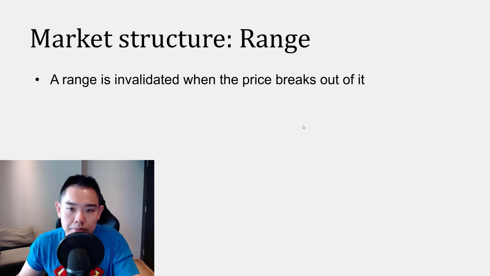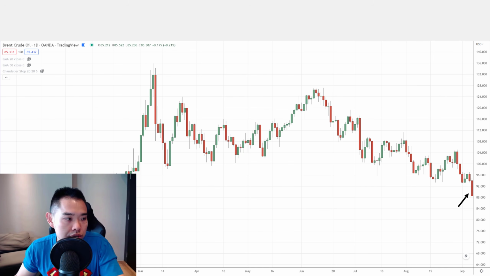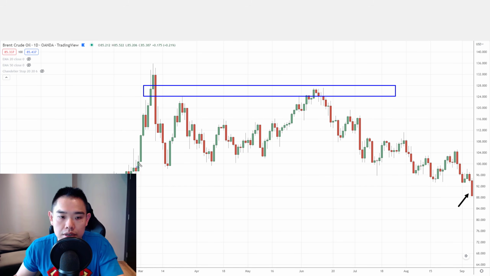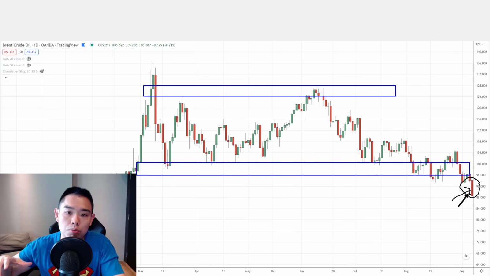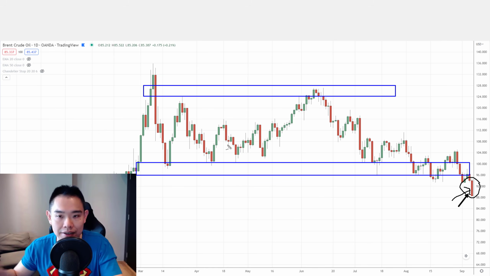So let me give you an example. If you look at this chart over here, notice how this market is in a range contained between these highs and these lows over here, this area of support. And on this particular candle, we have a break and close right below it, right? So at this point, we can see that the market has actually broken out below the range. The market is likely now moving into a downtrend, and at this point, this range market condition is invalidated.